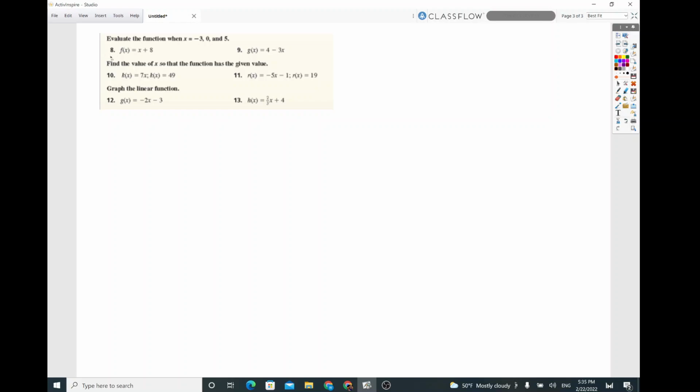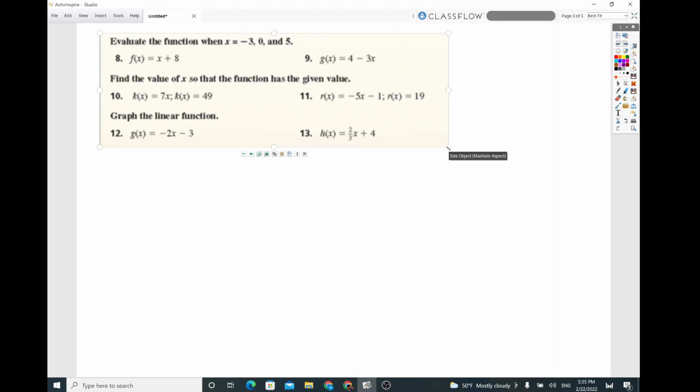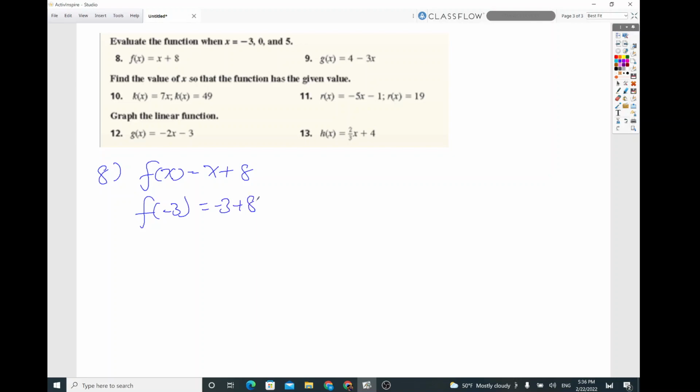Okay, so let's start off with number 8. Evaluate the function when x equals -3, 0, and 5. So one thing at a time. We do know the function already, and all you need to do is plug in a number. So f of -3: that would be -3 plus 8, which is 5. And then the next one, f of 0: that would be 0 plus 8, which is 8. And then f of 5: that would be 5 plus 8, so 13.